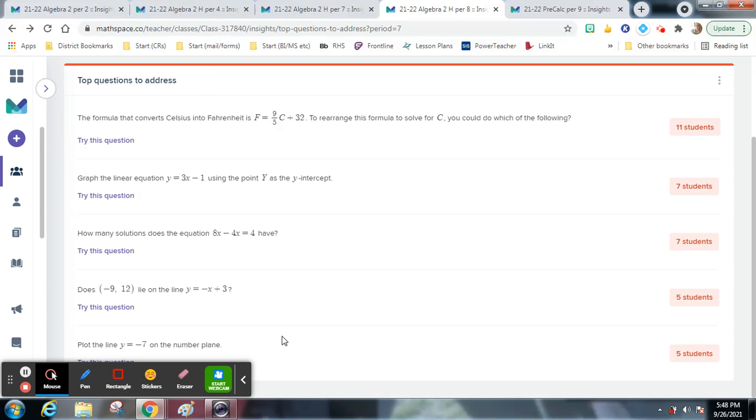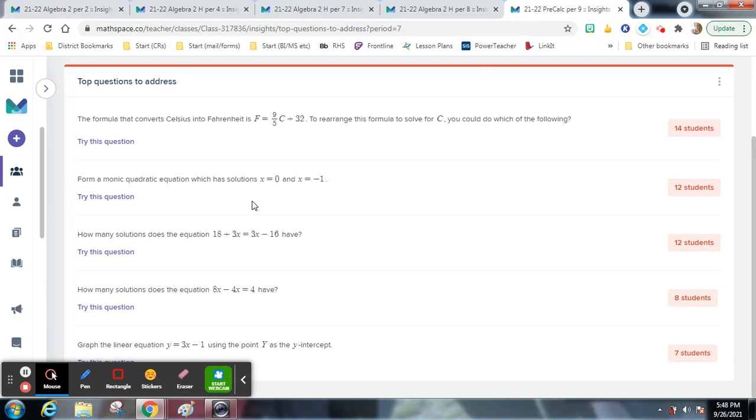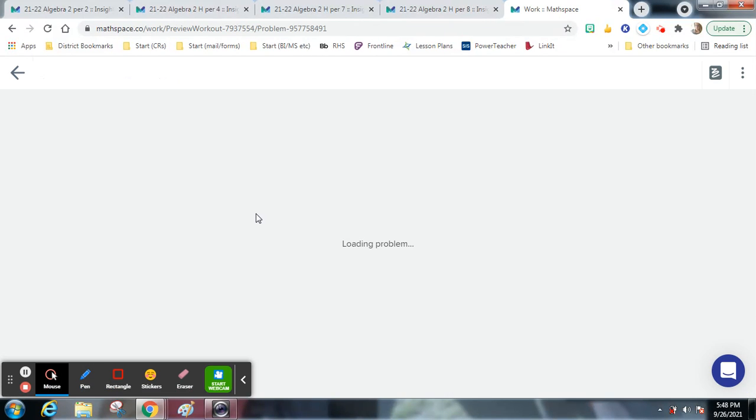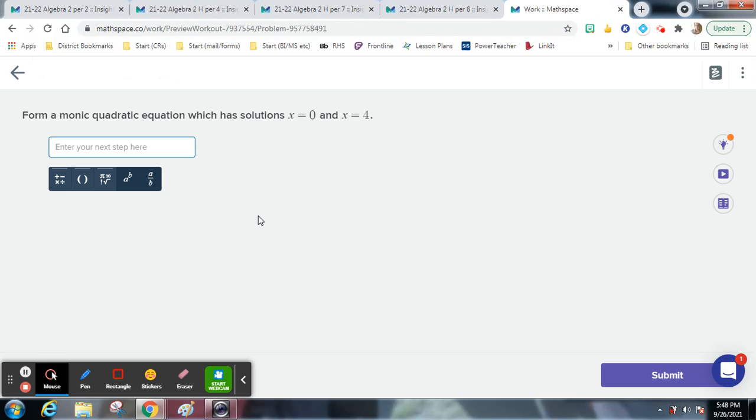Okay. We already talked about plotting a single value on a number plane. So let's jump to pre-calc. With this, we talked about all of them, with the exception of this one problem. So for a monic quadratic, now algebra 2, we're going to get to this, but it's fairly simple, so I can show you guys anyway.